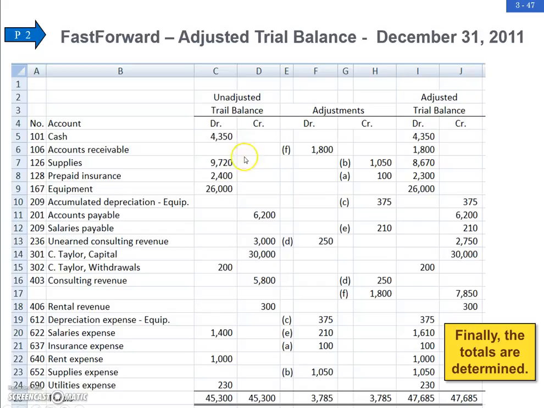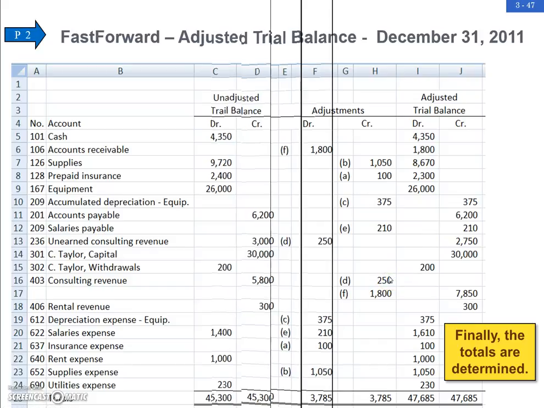But in supplies, there is a debit balance here, and there's also one adjustment, right? Hopefully you guys think back to, I think it was part 2, that we went over supplies. We purchased $9,720 of supplies. That was the balance. Then we sent our minion into the supply closet to count what was there. It showed that we had used $1,050, so the final balance in our supplies account is $8,670 worth of supplies. This gives us our adjusted trial balance, which is basically ready to become our financial statements.